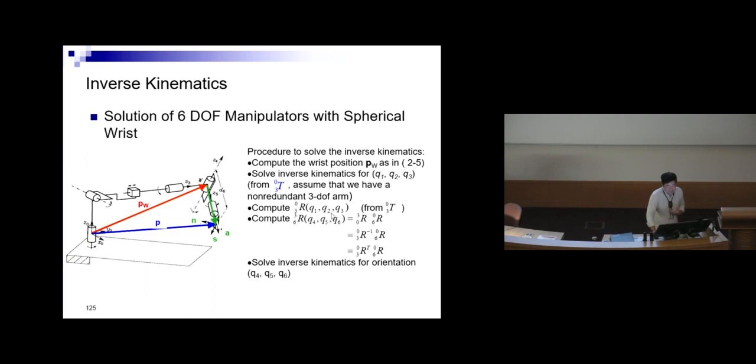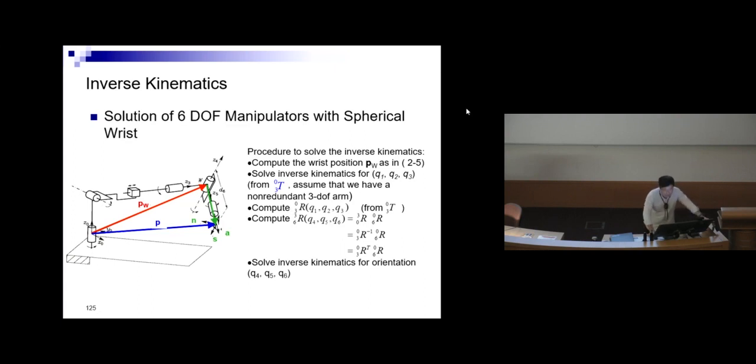So from 0,3T, meaning from the arm. So this is the arm, this is the wrist. So 1, 2, 3. So from arm and the wrist. So this is a non-redundant 3 degree of freedom arm. And then with that you compute the 0,3R from the 0,3T. Because you know the 0,3T transformation, you can pull out the rotation matrix.